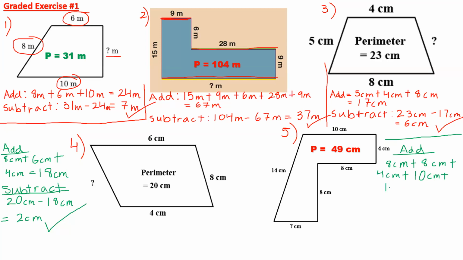Very good. And then when you add them all, what do you get? I got 44. 44? So 8 plus 8 plus 4 plus 10 plus 14 is 44. Okay. And what do you get afterwards? Then I subtract 49, take away 44, which is 5 centimeters.